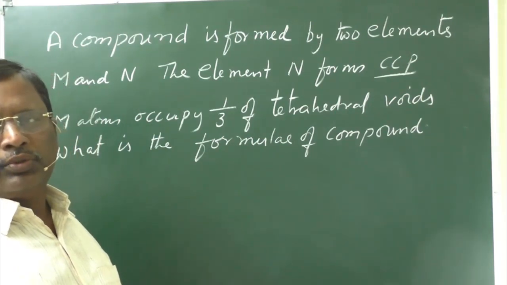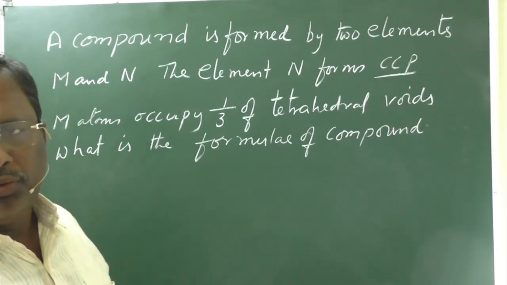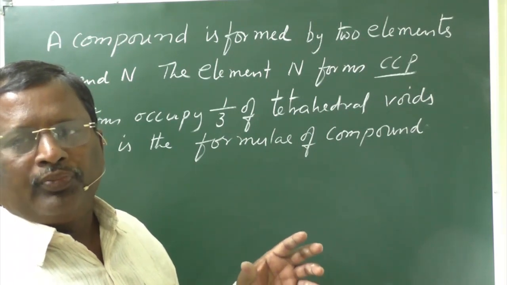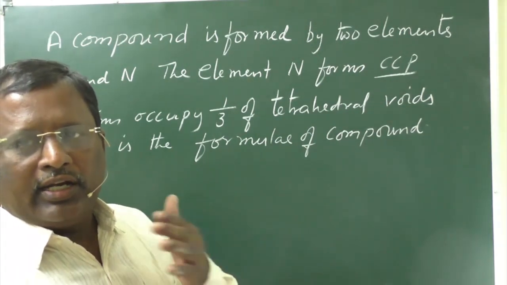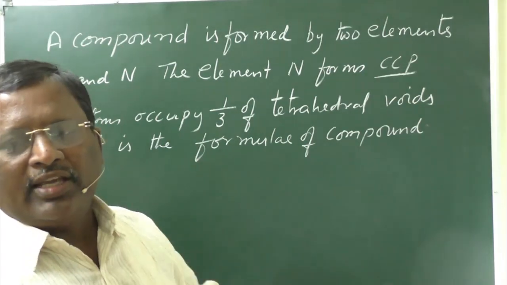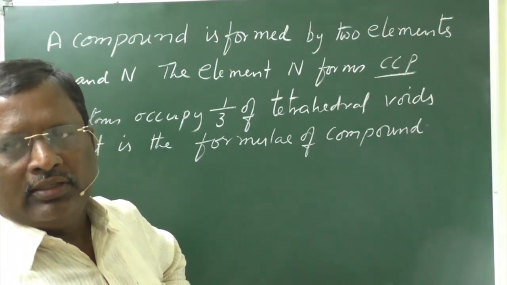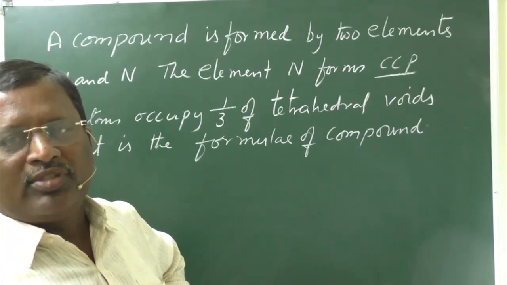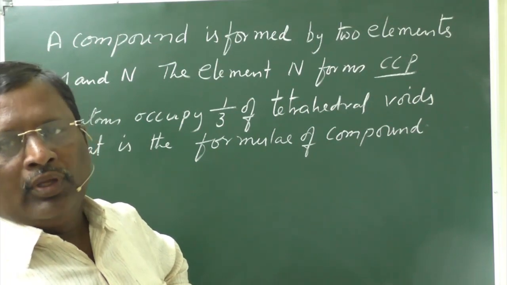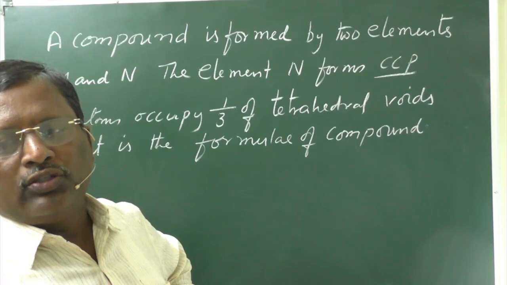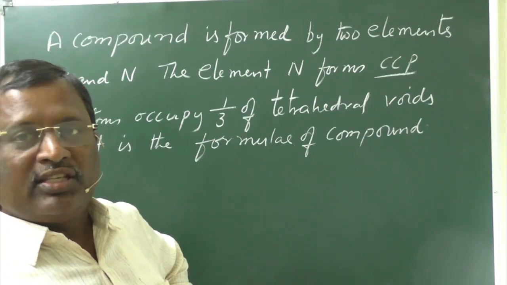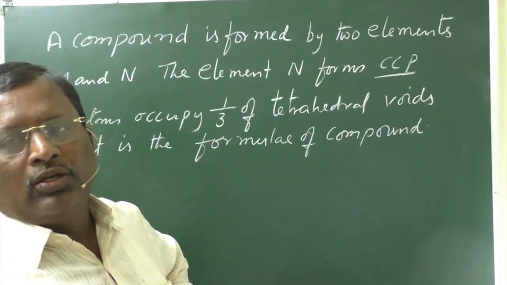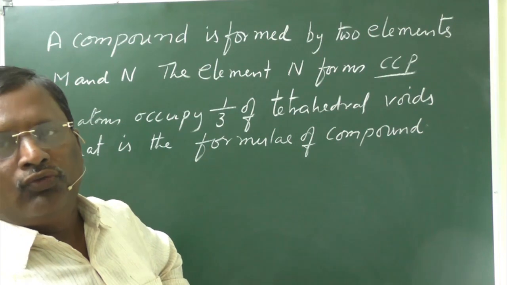In a face centered cube, the number of atoms is equal to 4, because in FCC, 8 atoms occupy 8 corners and 6 atoms occupy 6 face centers. The contribution of a corner atom is 1/8. So the total contribution of 8 atoms is 8 into 1/8, equal to 1. A face center atom contributes half to its unit cell. So the total contribution of 6 face center atoms will be 6 into 1/2, equal to 3. So the total number of atoms is equal to 4.